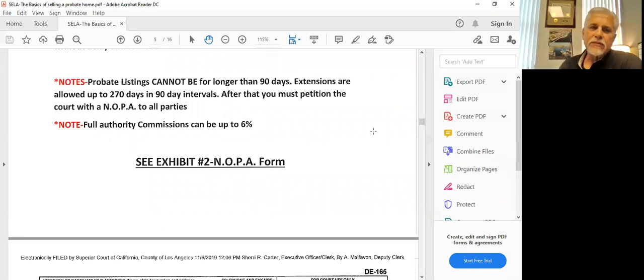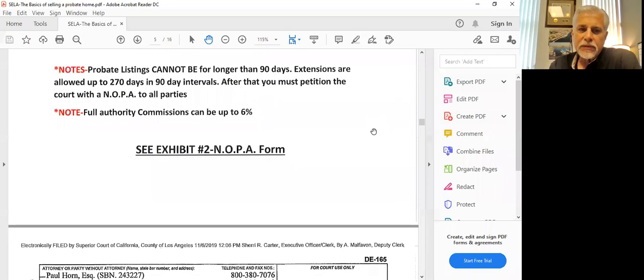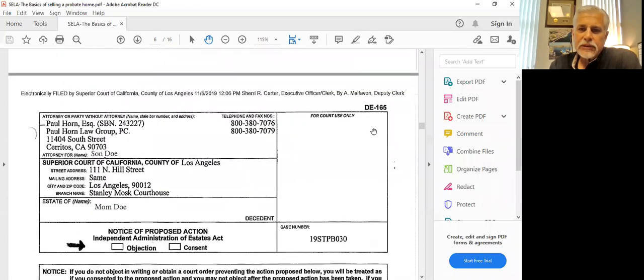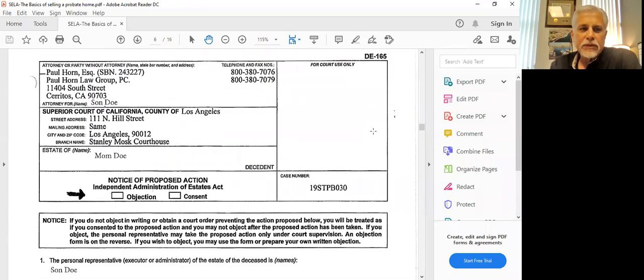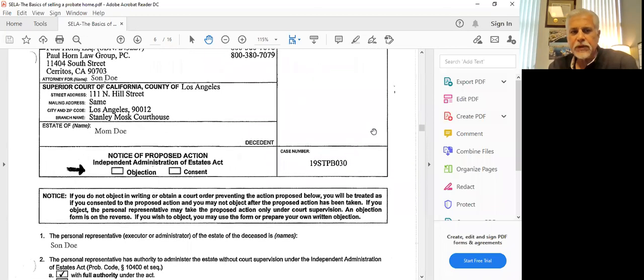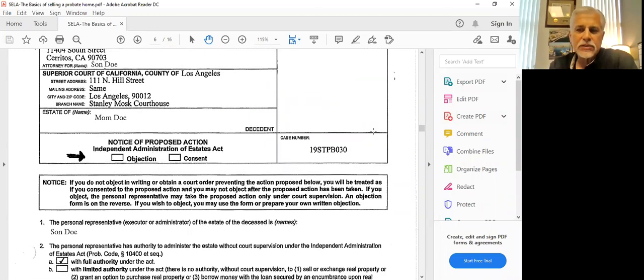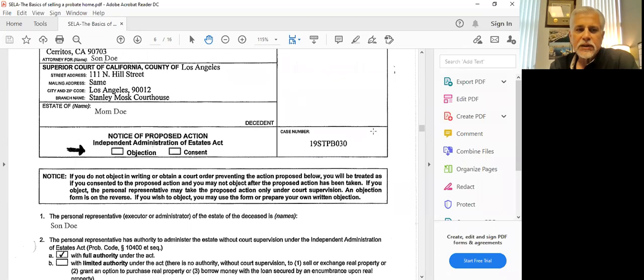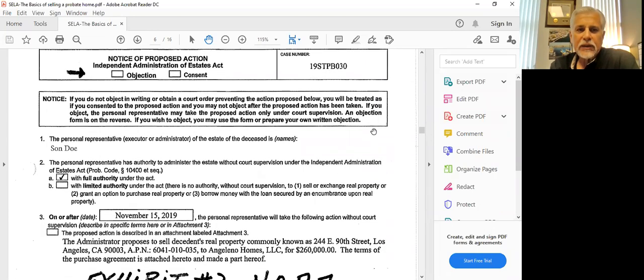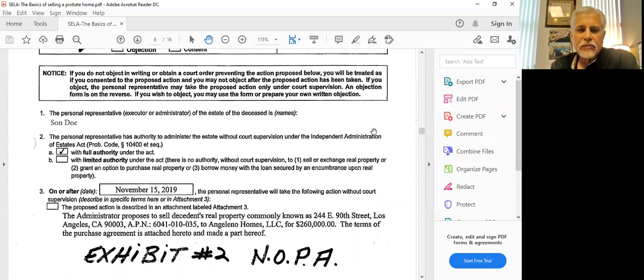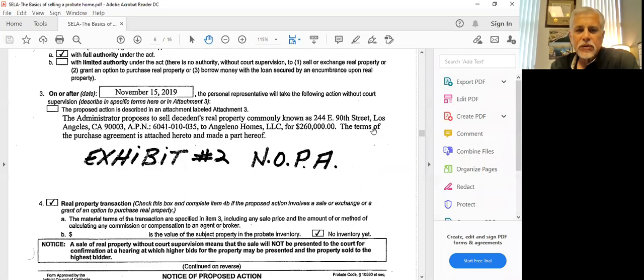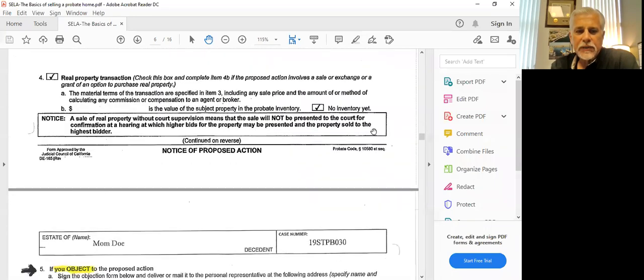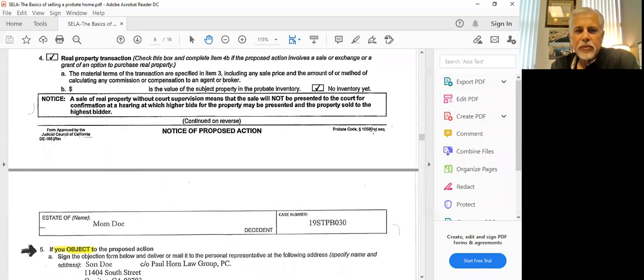In a standard full authority, you can get up to 6% commission. And so here we go. This is standard full authority. If there's a proposed action, it's sent to the other brothers or heirs, and they're telling everybody, hey, this is under my full authority act. We've sold the property for this much money, and if you're happy with it, sign it.